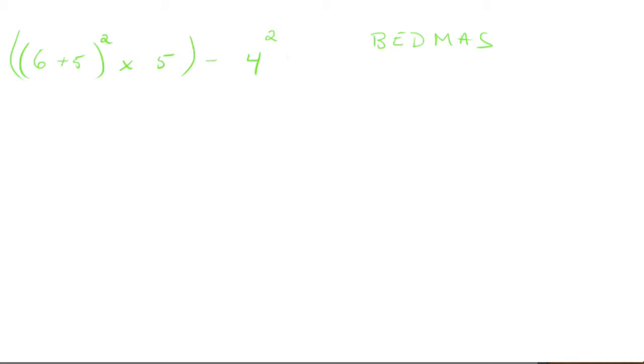And what's inside my big brackets here is another set of smaller brackets. And so, of course, I start with those brackets, because if I have to start with the brackets, I always start with the ones that are most inside. So to make it clear, I will underline it in red. I will start with this, 6 plus 5. And so 6 plus 5 is 11. And so what I have is 11 squared times 5 bracket minus 4 squared.